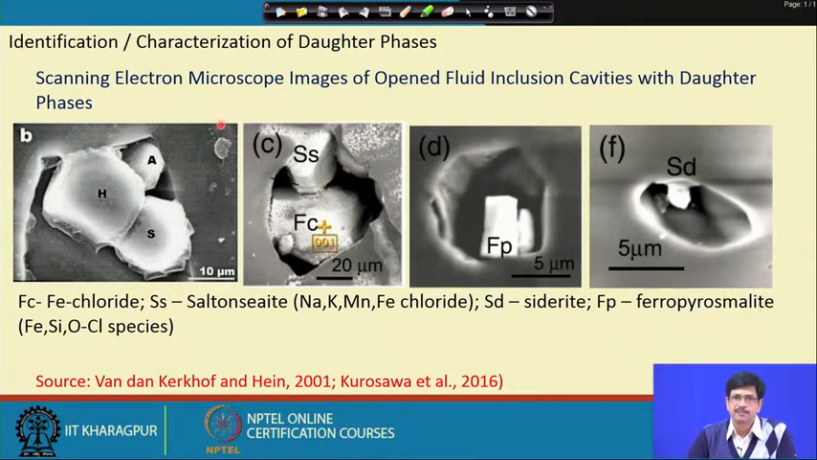When we see them in a scanning electron microscope at very high magnification, we see a very conspicuous and very clear 3-dimensional image of the daughter crystals, because the liquid part of the inclusion has been drained out, has been opened and leaked out.